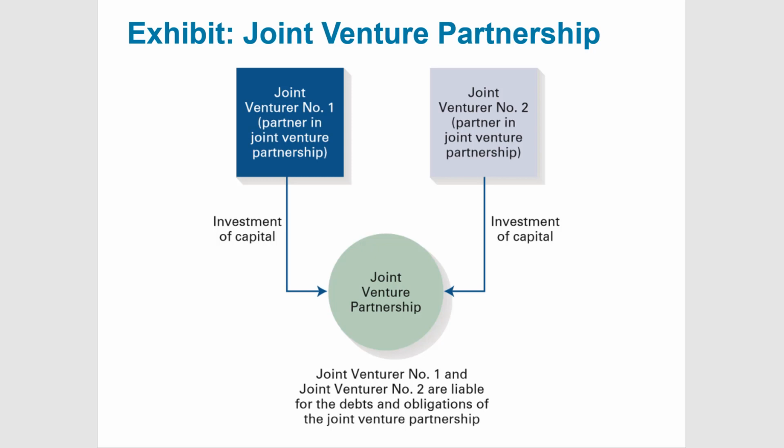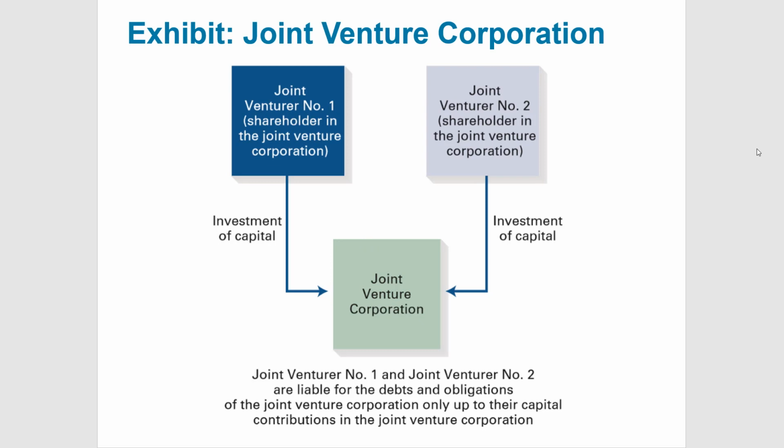For a joint venture partnership, we have the two joint venturers here. They invest capital into the joint venture partnership. And since it's a partnership, the joint venturers both can be held liable for the debts and obligations of the joint venture partnership. So if we were going to do this, it's often the case that these two joint venturers would form a corporation, and then the two corporations would join the partnership to try to limit that liability. There's all sorts of ways you can limit your own liability.